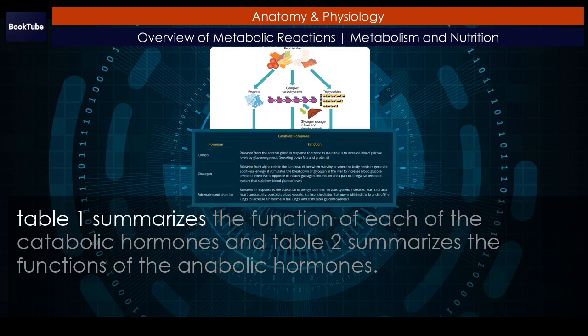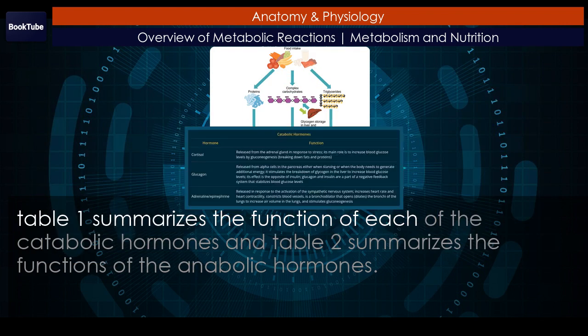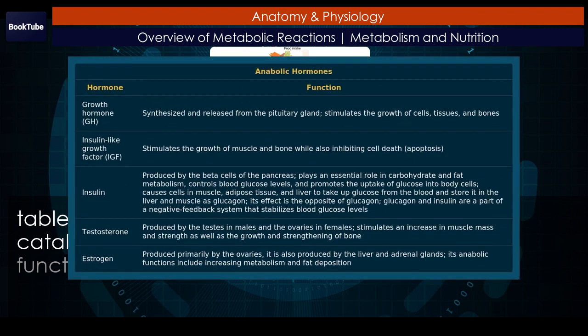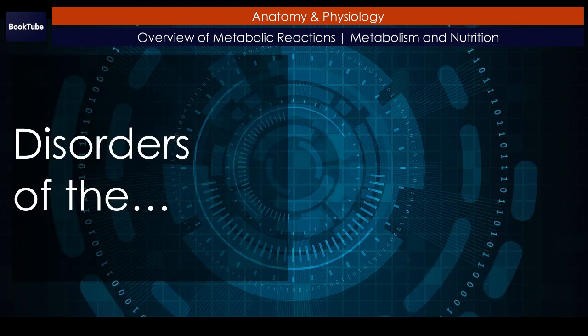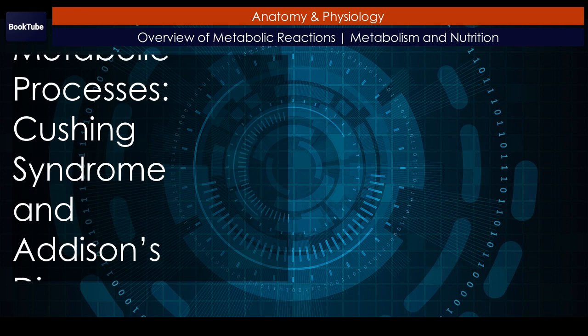Table 1 summarizes the function of each of the catabolic hormones and Table 2 summarizes the functions of the anabolic hormones. Disorders of the metabolic processes, Cushing syndrome and Addison's disease.